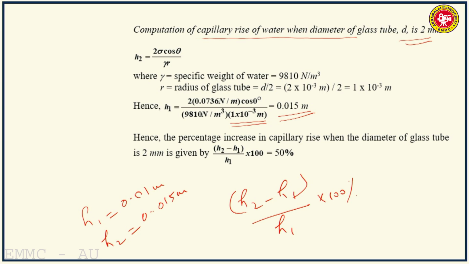So, H2 is 0.015 meter, this is 0.01 meter. So, you get 50% is the increase in capillary rise when the diameter of the glass tube is reduced from 3 millimeters to 2 millimeters. Okay.